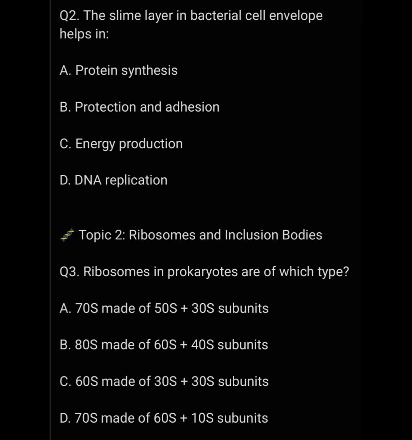Question number 2. The slime layer in the bacterial cell envelope helps in. We all know that glycocalyx is composed of two layers, the capsule and the slime layer. They both help in protection. Option B.